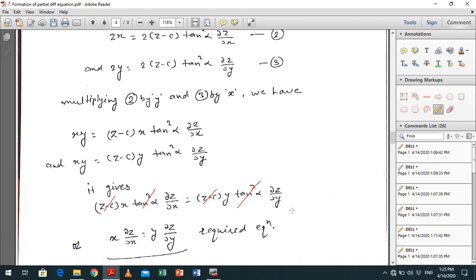So this is one type of formation of a partial differential equation. In the next lesson we will look at another way of forming a partial differential equation.